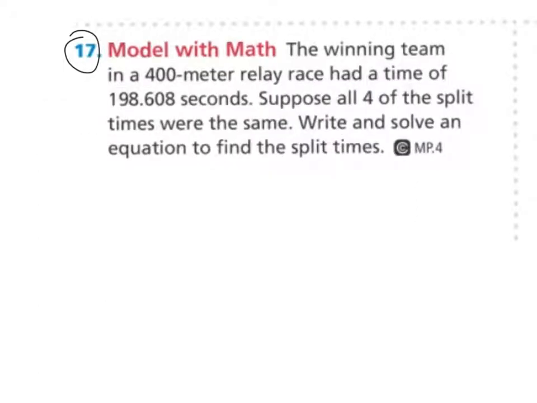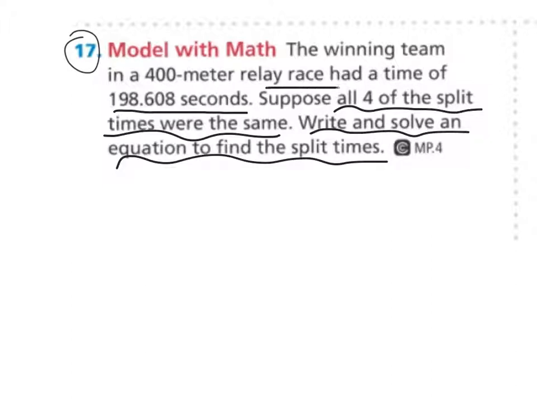Number 17, the winning team in a 400-meter relay race had a time of 198.608 seconds. Suppose all 4 of the split times were the same. Write and solve an equation to find the split times. Okay, so this is a relay race. So they hand the baton off to the next person and the next person runs. Probably not a real likely case here that everybody's got the same exact time as each other, but that's what they're saying is happening, so that's what we're going to do.